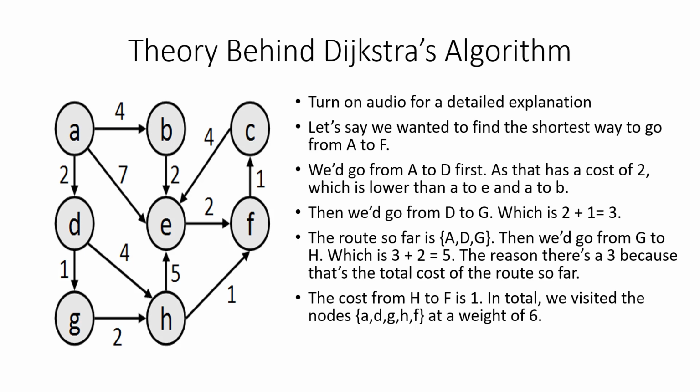To recap, going from A to D has an edge rate of 2. D to G is 1, G to H is 2, and finally H to F is 1.